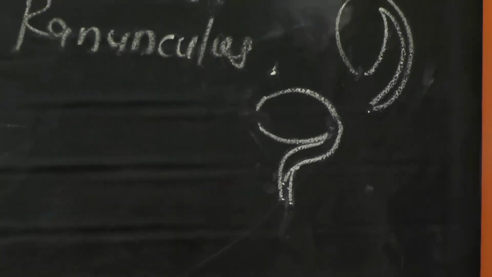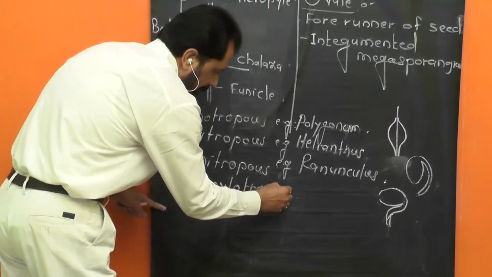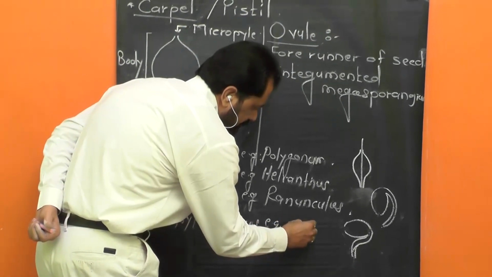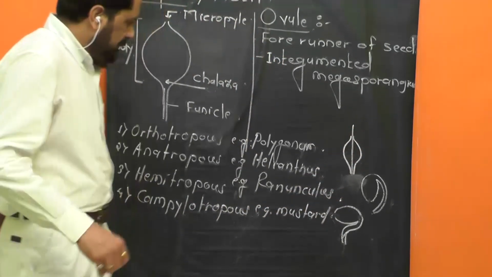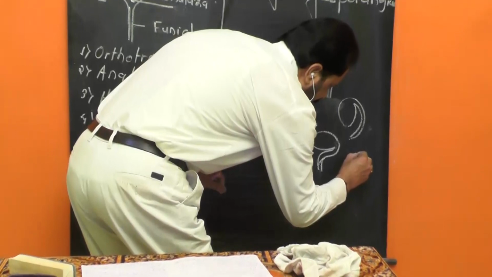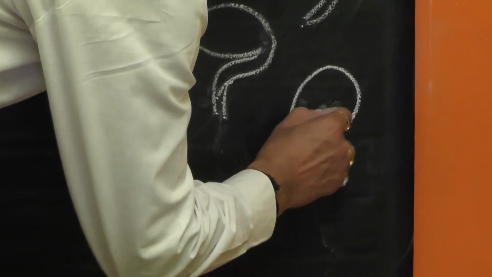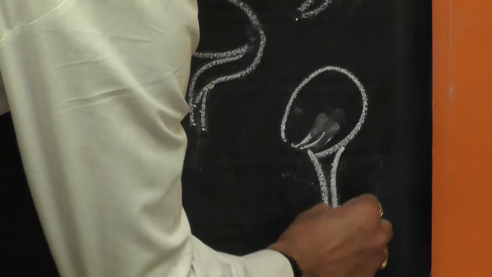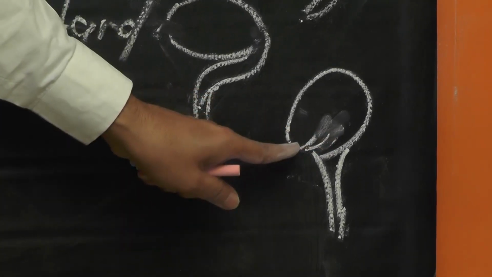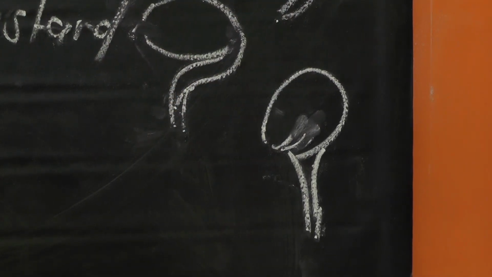Fourth one is the campylotropous ovule, for example, mustard. In the campylotropous ovule, the chalaza and micropyle are present on either side of the funicle. Look here, this is the funicle, this is the micropyle, and this is the chalaza. Micropyle and chalaza are present on either side of the funicle. It is due to the curved body.